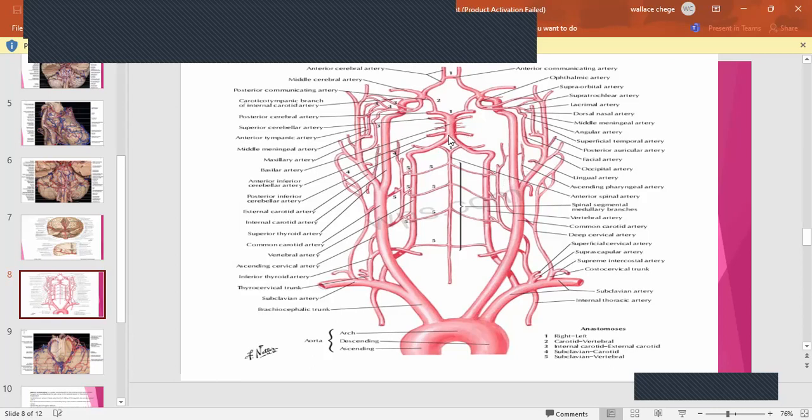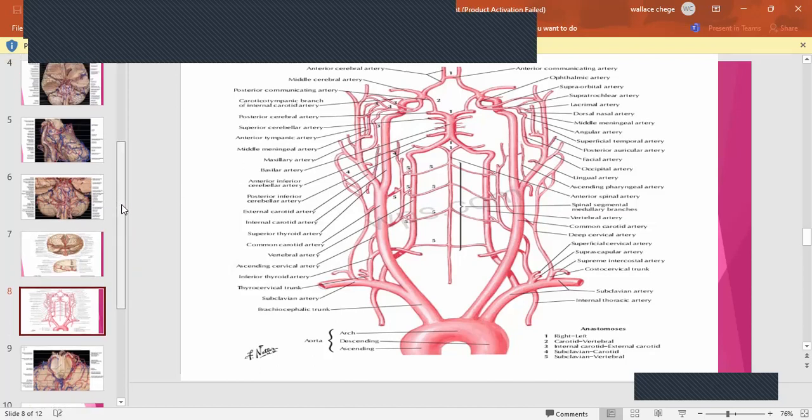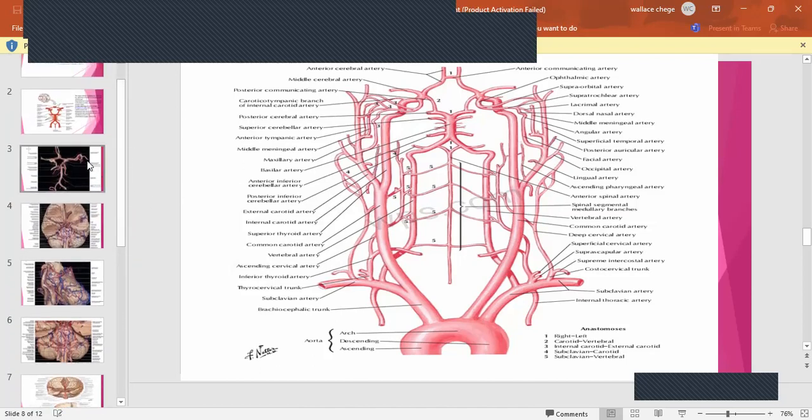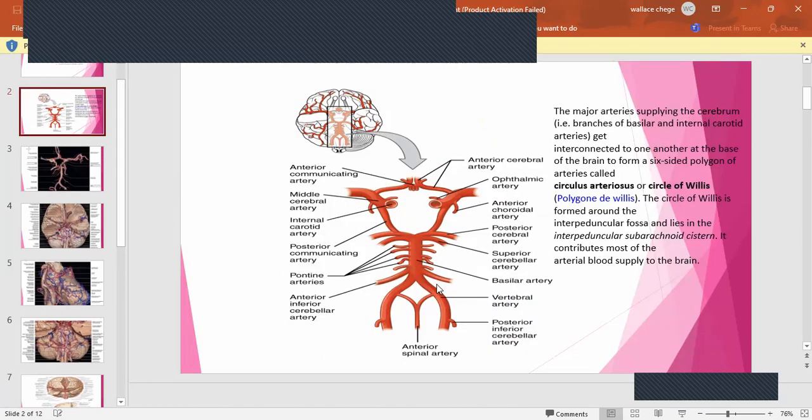Then the 2 vertebral arteries fuse to form the basilar artery. This is the basilar artery. Then the basilar artery terminates by giving off the posterior cerebral artery, and that is how the vertebral. This is known as the vertebro-basilar system. So let's go back to our initial page. So you can see basilar artery terminates by giving off the posterior cerebral.